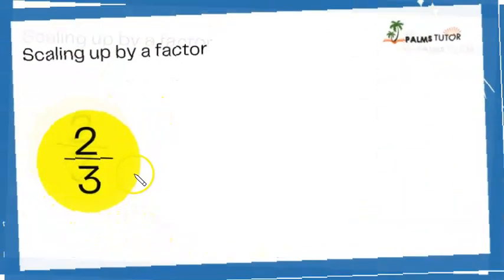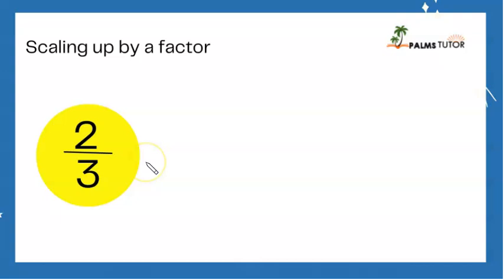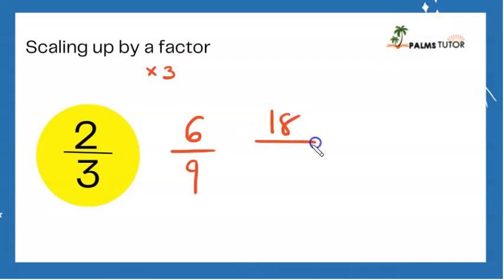So let's scale this up by a factor. This time around, should we scale it up by 3? Yes, let's keep scaling it up by 3. So I have 2 times 3 gives me 6. And then this will be 9. This multiplied by 3 gives me 18. And this gives me 27. I can keep scaling it as much as I want.